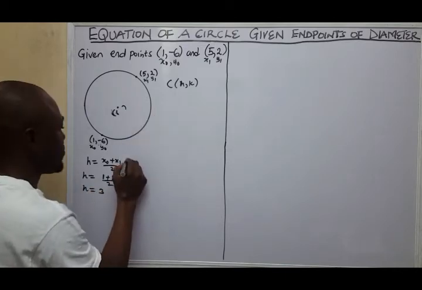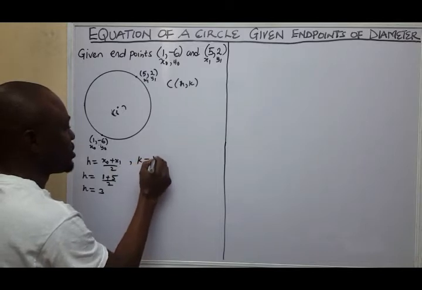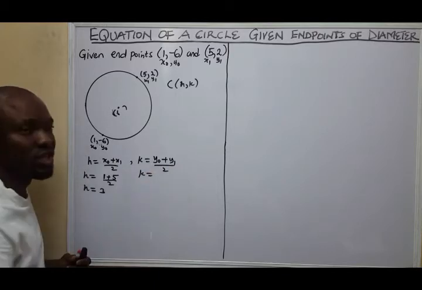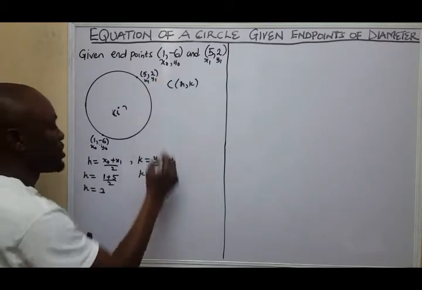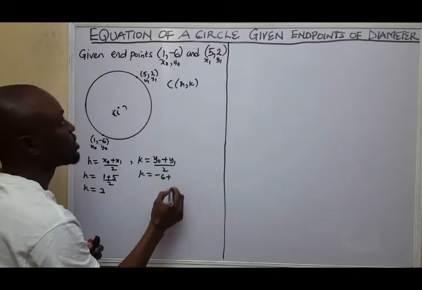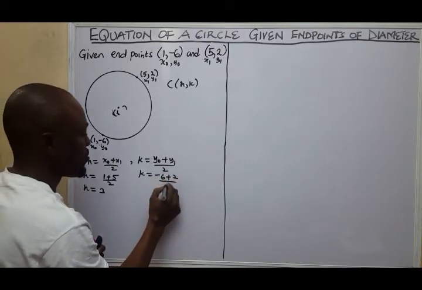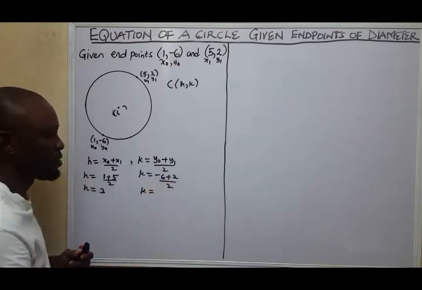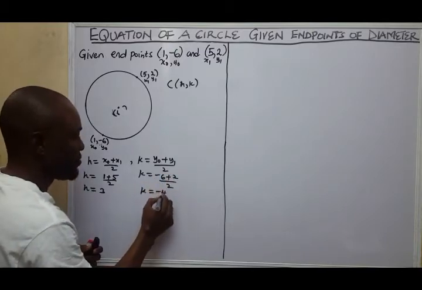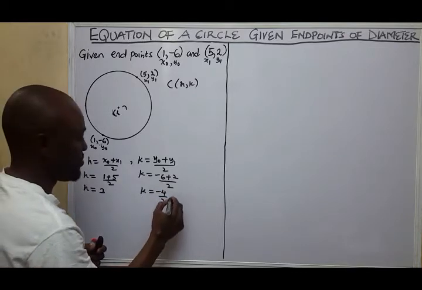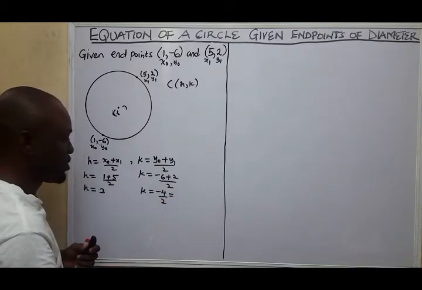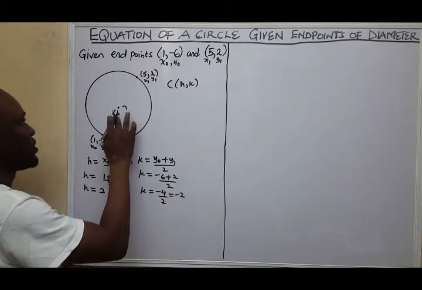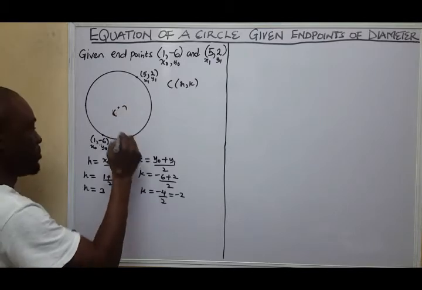I'll do the same thing for my k, which is y sub 0 plus y sub 1 divided by 2, the average of the y-coordinates. y sub 0 is negative 6 plus y sub 1 is 2, over 2. So my k will be negative 6 plus 2, which gives me negative 4 over 2, and negative 4 divided by 2 gives me negative 2. So my center will now be 3, negative 2.